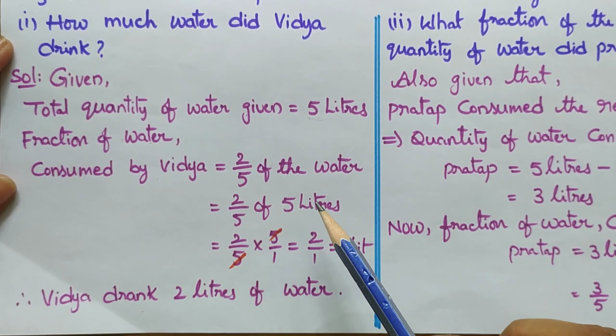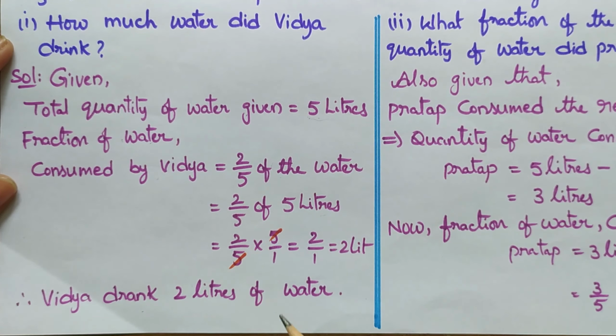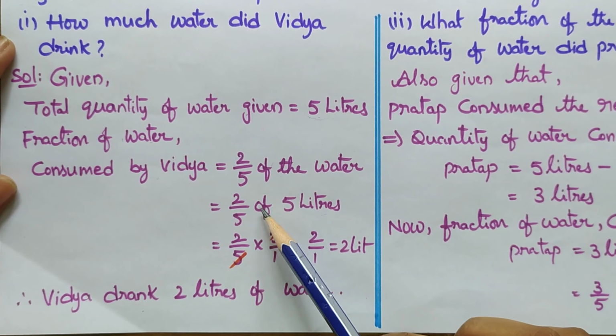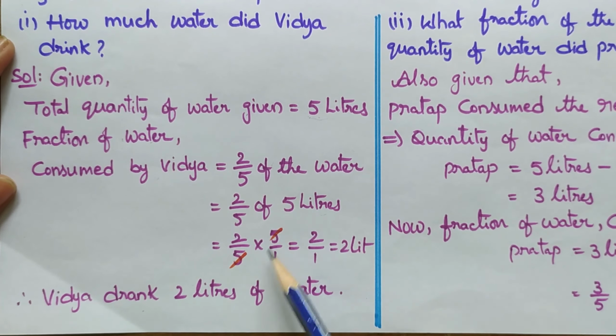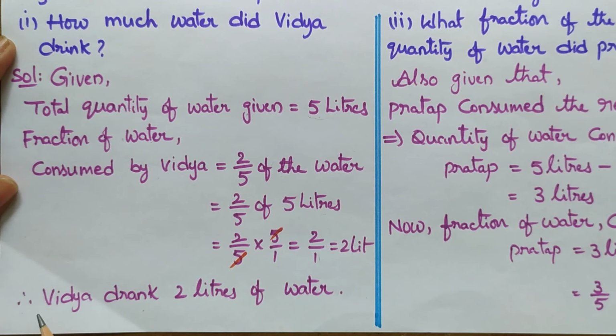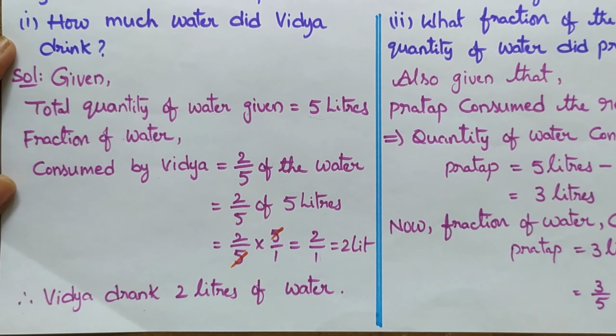So 2 by 5 of 5 liters. 2 by 5 of means into 5 liters. 5 can be written as 5 by 1. So it is 2 by 5 into 5 by 1. 5 and 5 get cancelled, and here it is 2 into 1 by 1 into 1. 2 into 1 is 2, by 1 into 1 is 1. It is 2 by 1, nothing but 2 liters. Therefore, Vidya drank 2 liters of water, or the number of liters consumed by Vidya is 2 liters.